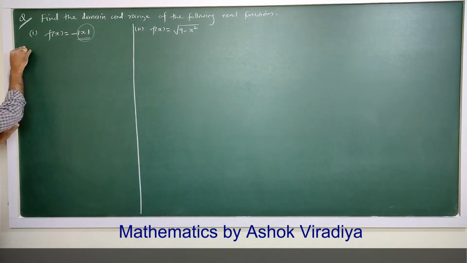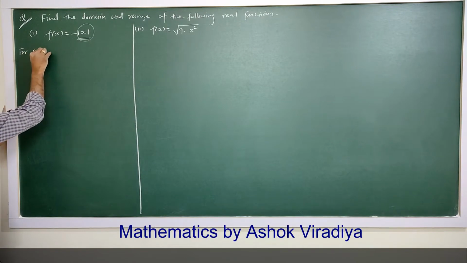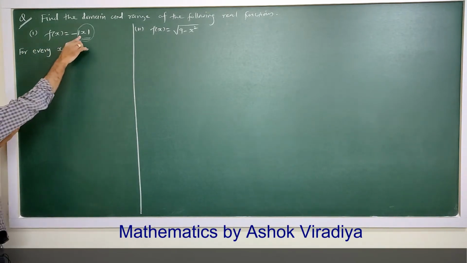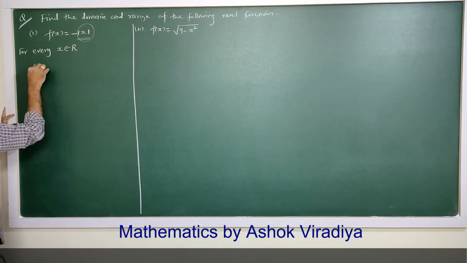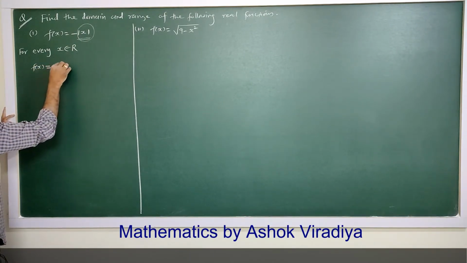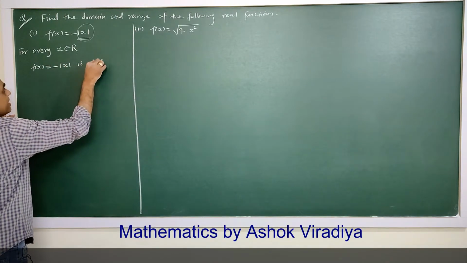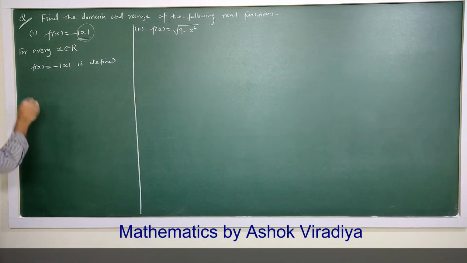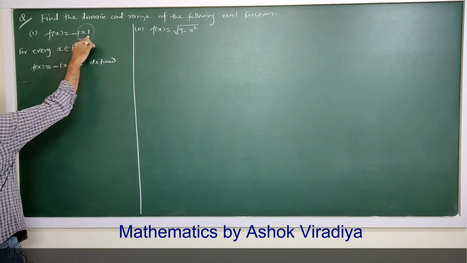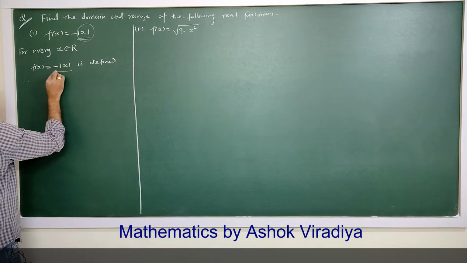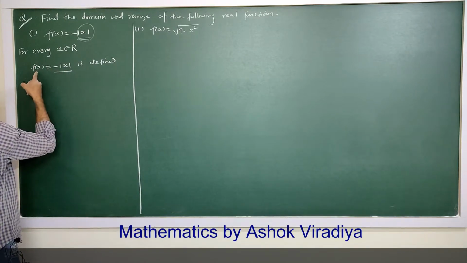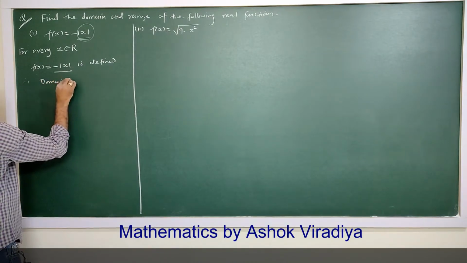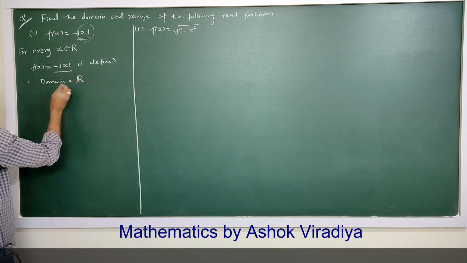For every x belonging to R, this f(x) equal to minus of modulus x is defined. We can calculate this value. So therefore, because this is defined, this machine is giving values for every input x belonging to R. So here the domain of this function is the whole set R. This is the domain.